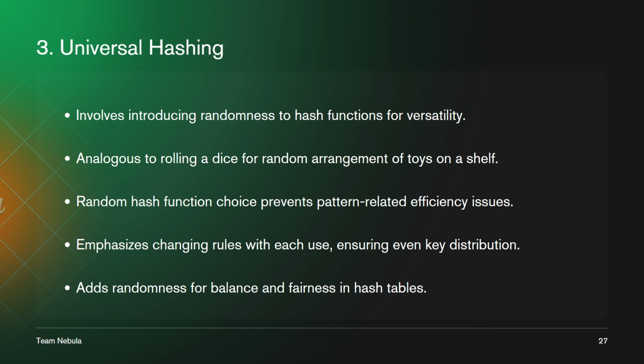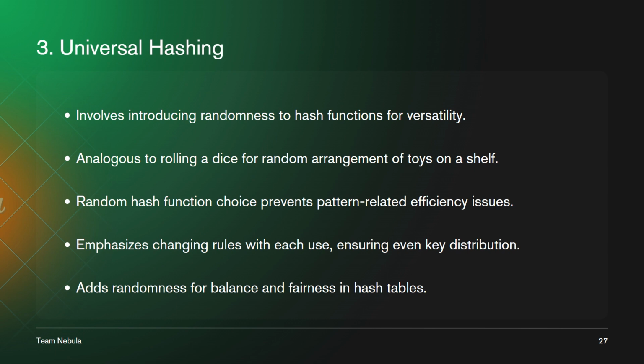Alright, let's dive into universal hashing. It's a cool concept that involves a bit of randomness to make our hash functions even more versatile. So, imagine you're playing a game where you need to decide how to arrange your toys on a shelf. Universal hashing is like rolling a dice to figure out how to arrange them. You choose a hash function at random without even knowing what the keys or toys are. This randomness helps spread things out and prevents any particular pattern from forming.